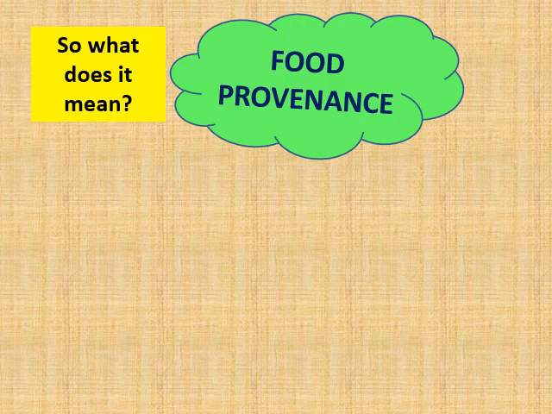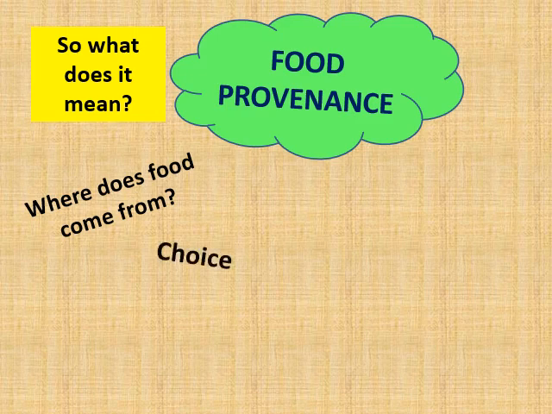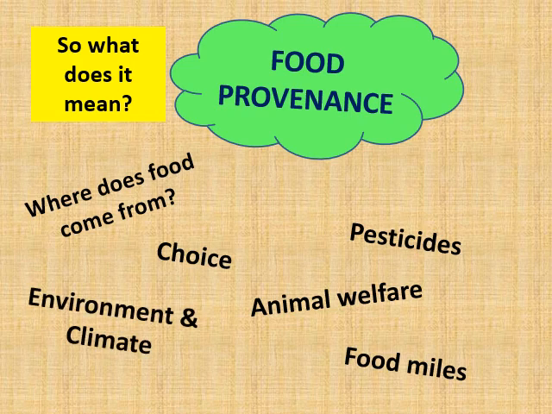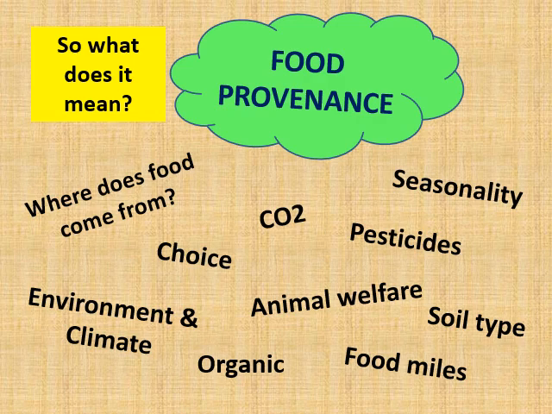So this term, food provenance, this is what we're looking at. Food provenance is basically, where is our food coming from? It encompasses so many different things. So where does our food come from? Our food choices, animal welfare, pesticides, food miles, environment and climate, seasonality, soil type, organic, CO2, and many, many others. This is a huge subject. It encompasses so many parts because it is the future of our food. So food provenance is basically the future of our food, and what can we do as a planet and as human beings to make sure that the future of food is sustainable, that we can keep going with it.